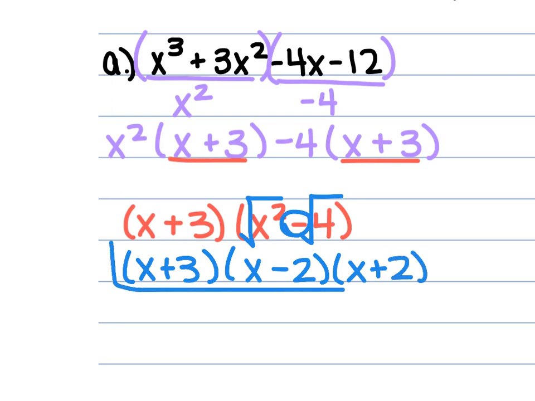So this is your final answer. When it tells you to factor, it has to be factored completely. That x plus 3 times x squared minus 4 is not factored completely because that x squared minus 4 is the difference of squares. So you can go ahead and factor that out further, just like we did with the examples before this.